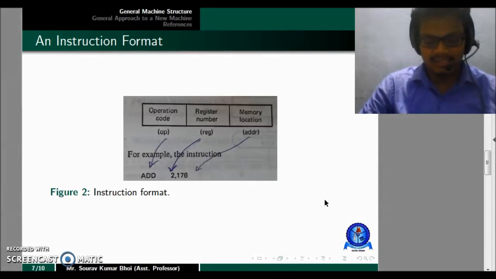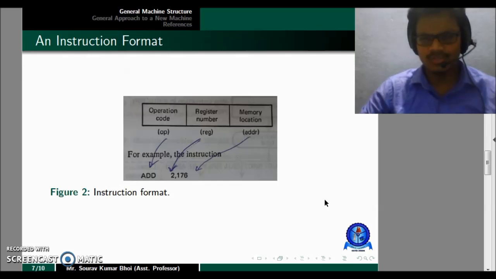We discussed earlier that we will use IBM 360 machine instructions. So here you see an instruction of an IBM 360 machine. For example, the instruction has three parts. The operation code, the opcode, is suppose plus, minus, multiply or divide. Then the register number: registers are small hardware devices which store values. Then the memory location. This is the format of an instruction.